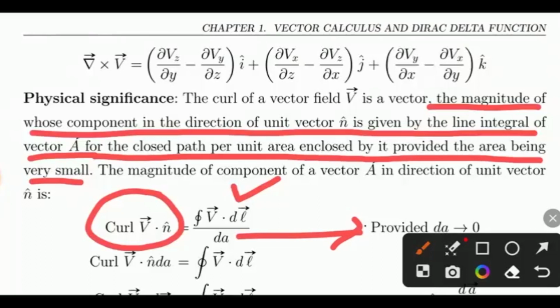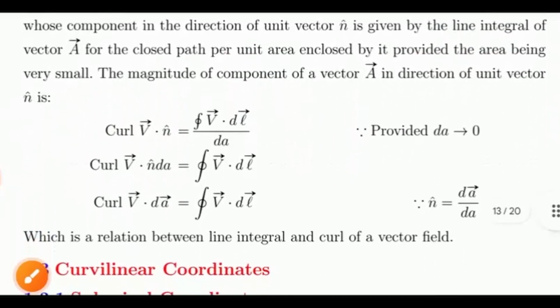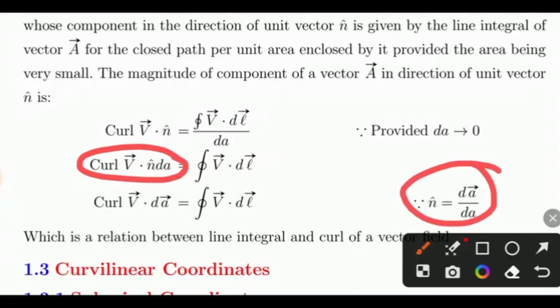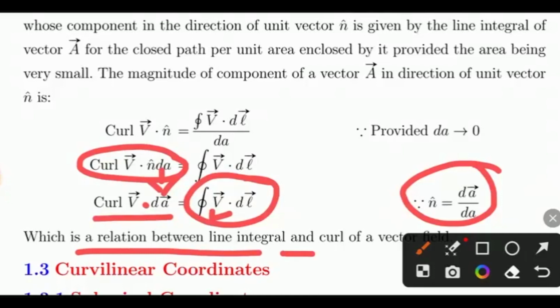So if we multiply by dA on the left hand side, we will have this, and by the definition of the normal unit vector we can write it as dA vector. So the dot product here is between the curl of V and dA. This will become equal to the line integral of that vector function V. So this is the relation between the line integral and the curl of a vector, and that curl of a vector will give us the rotation of that vector field.